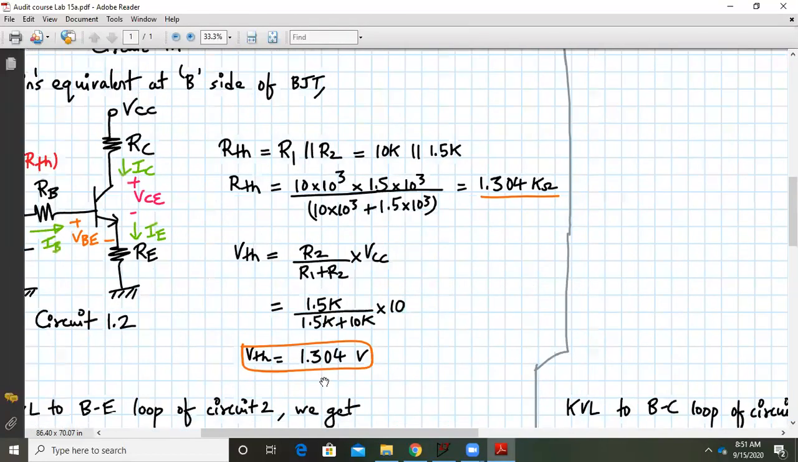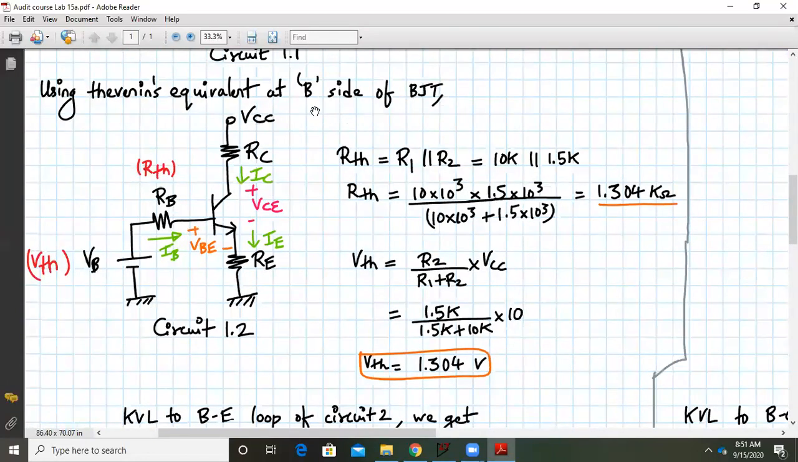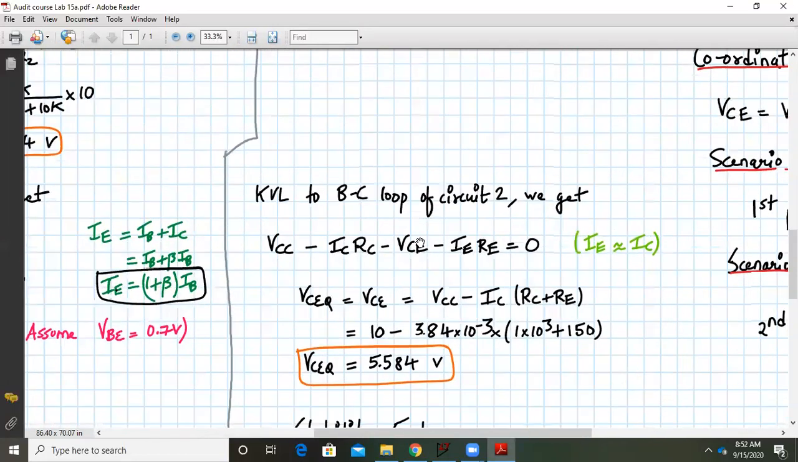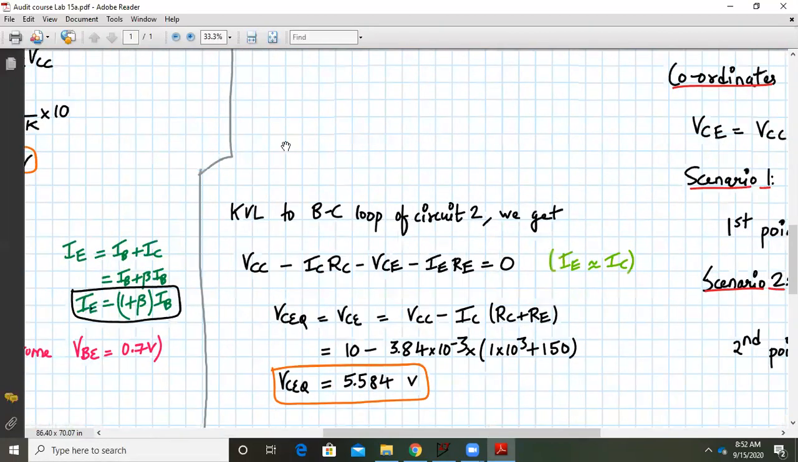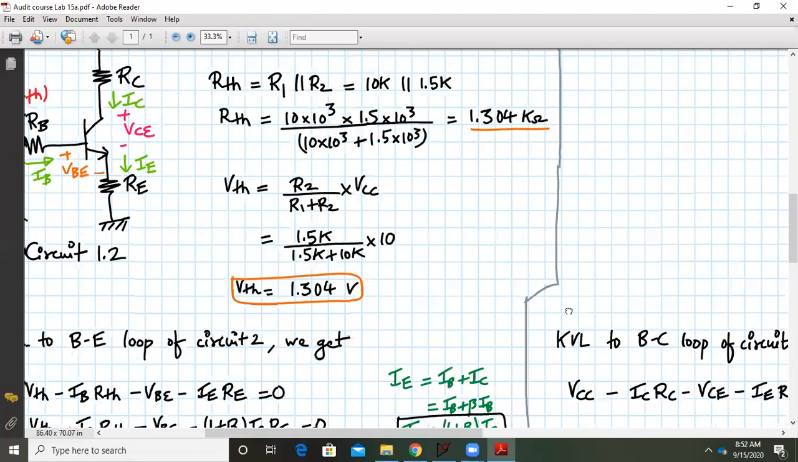Now, similarly, we will apply the KVL at the output loop. So what does the KVL at the output loop give us? KVL at the output loop gives us VCC minus ICRC minus VCE minus IERE is equal to 0. Okay, so that's what we have written over here. Again, this is circuit number 2. By mistake, it is written as 1.2. So over here, KVL applied to the base collector loop of circuit number 2 will be VCC minus ICRC minus VCE minus IERE is equal to 0. So that's what we have written over here.